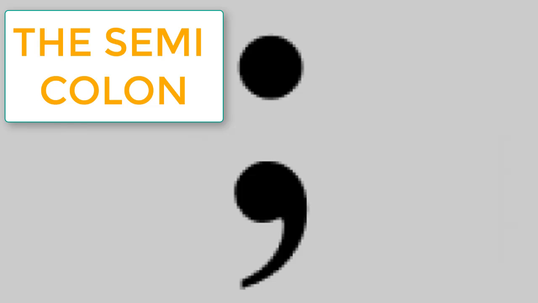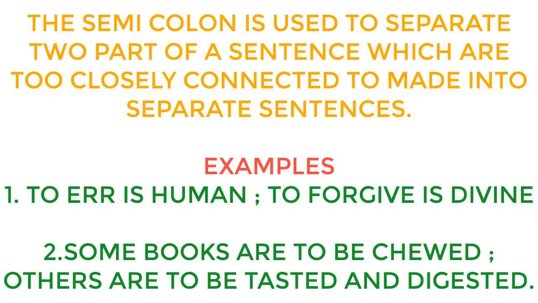Another punctuation mark worth discussing is the semicolon. The semicolon, in the first place, is used to separate 2 parts of a sentence which are too closely connected to be made into separate sentences. Study the following examples carefully.